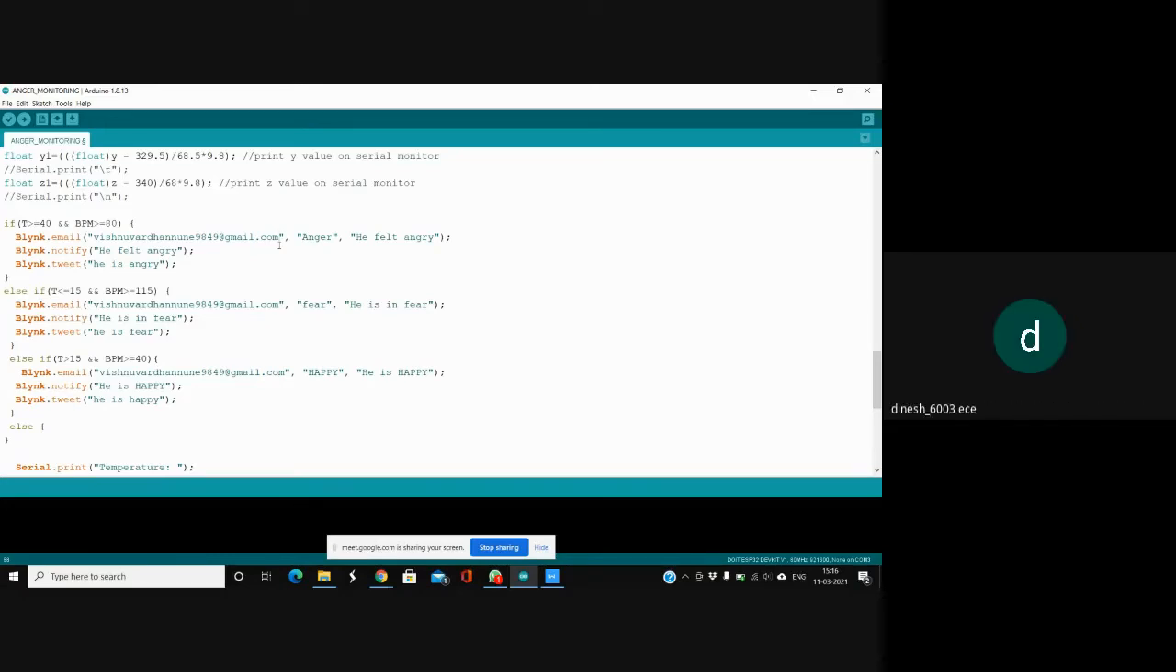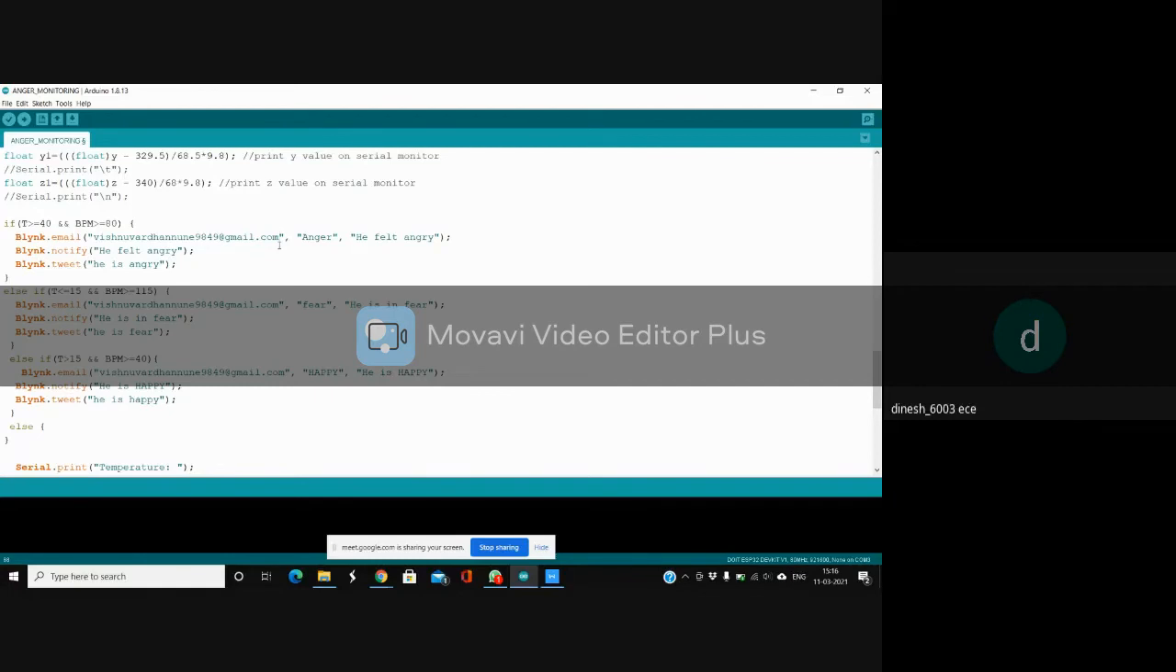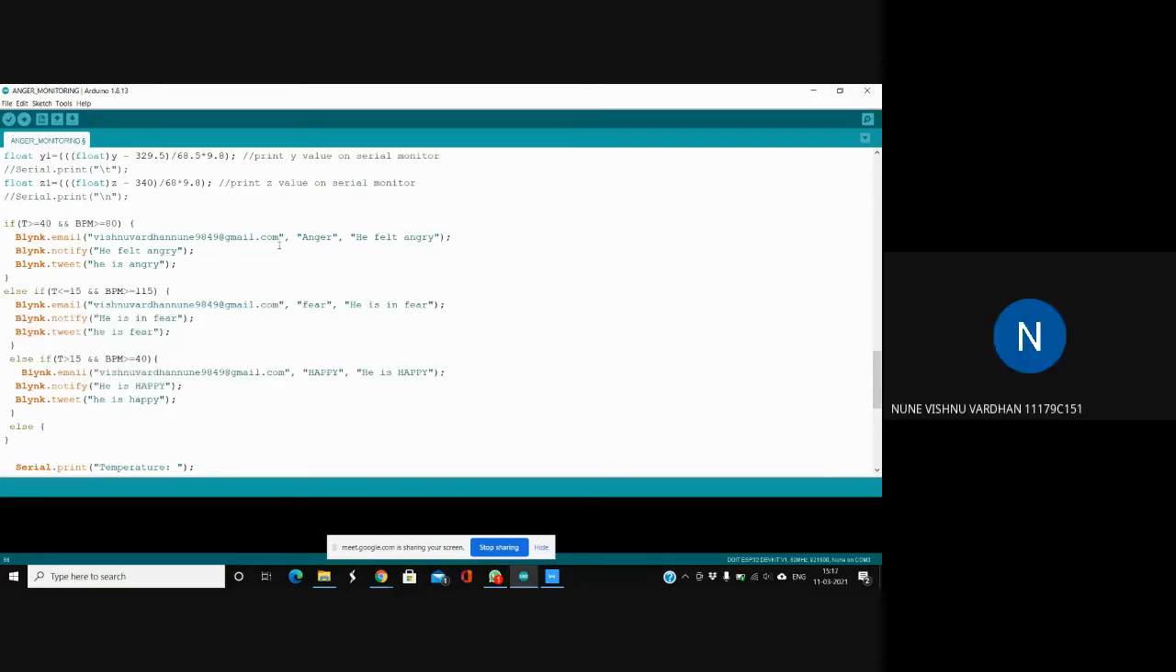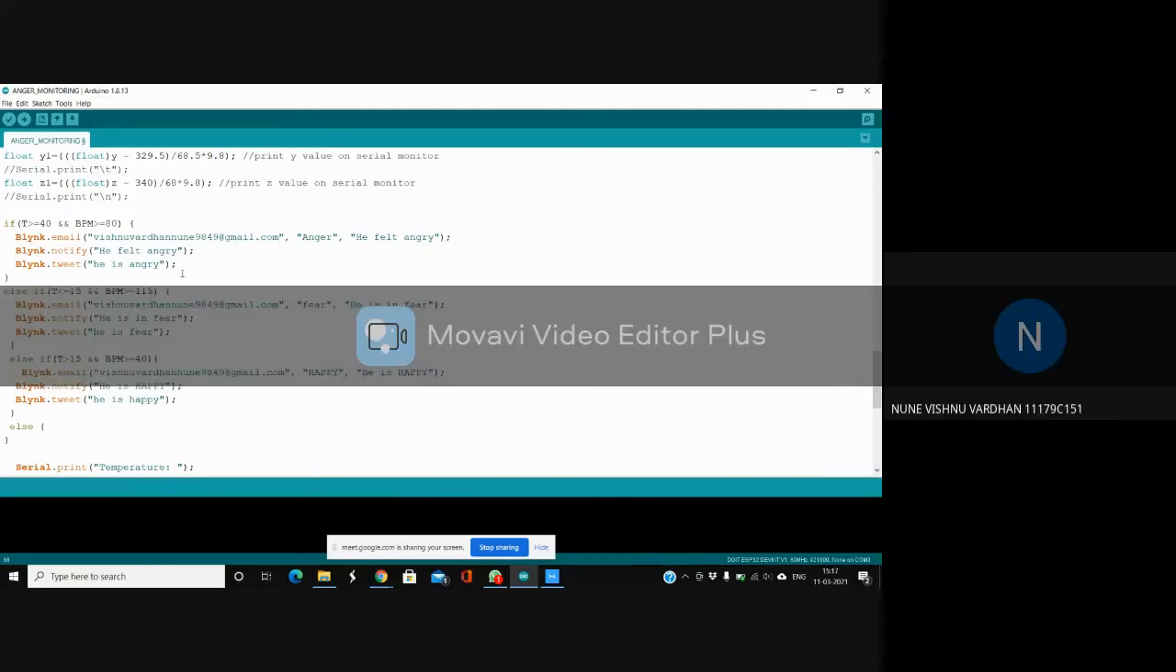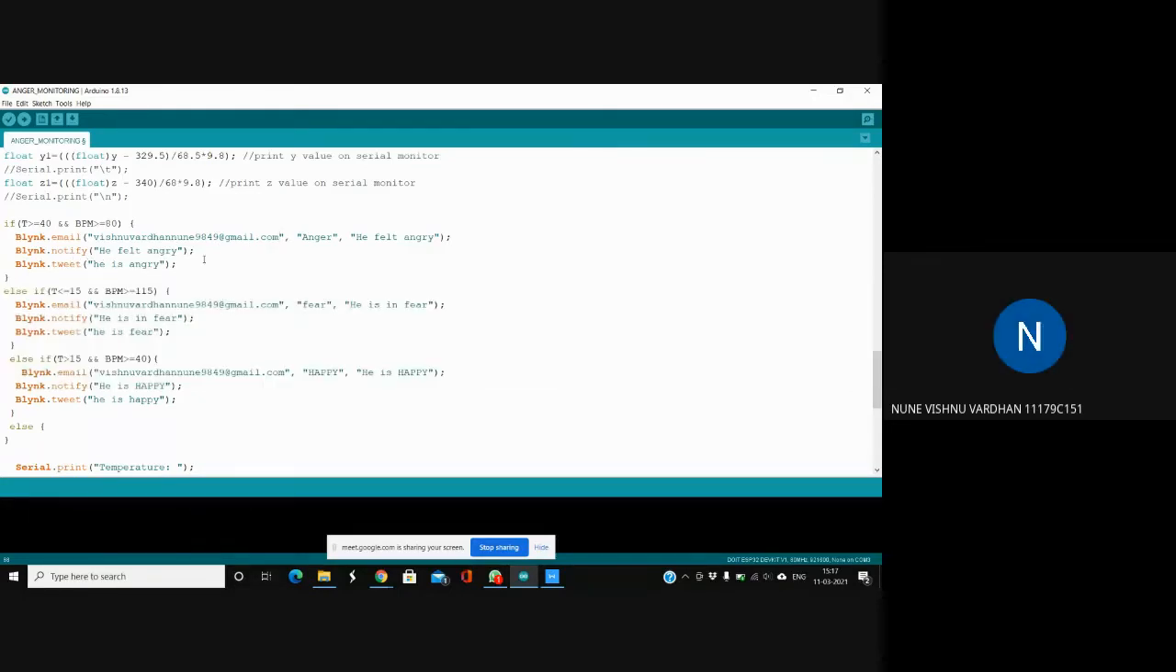But whoever is having the hardware device, only that person's information will be going. Sir, if you give your mail ID, you have to touch it, sir. Then, in the Blynk app, whatever mail ID we give, the information will go only to that particular mail ID. We have written that he felt angry, and this information will be sent to that particular email ID, or the notification will be given in the Blynk app, sir.